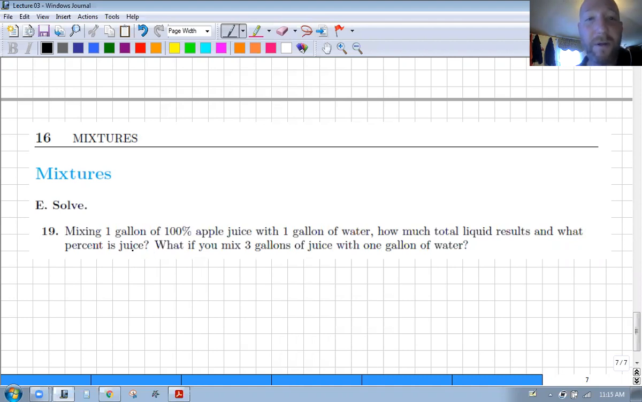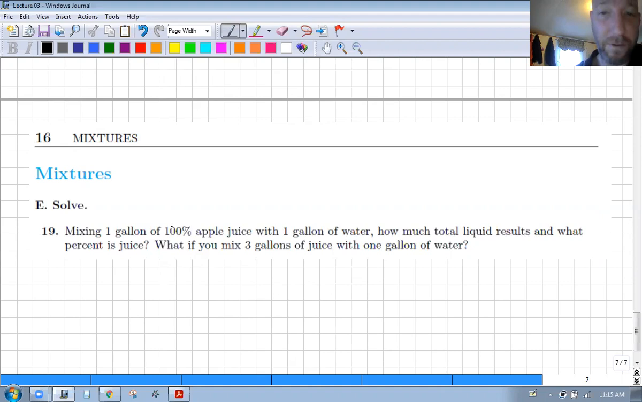Let's look at this problem here. Mixing 1 gallon of 100% apple juice with 1 gallon of water. How much total liquid results and what percent is juice? Well, that one's kind of easy. If you have a gallon of juice and a gallon of water, you end up with 2 gallons of liquid. What percent is juice? Well, it's half water and half juice, right? So it's 50% juice.